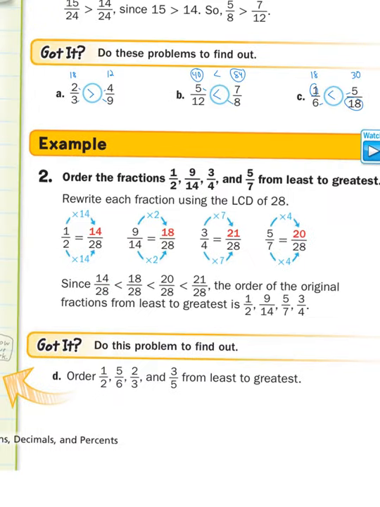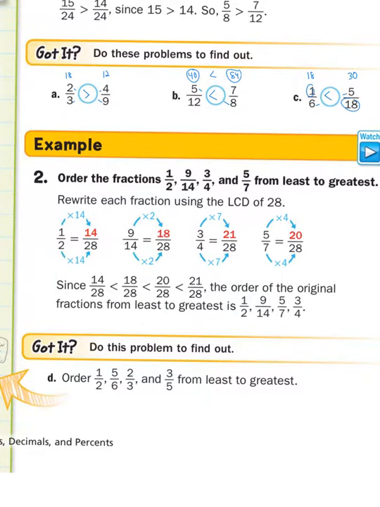But in example 2, when we're ordering several fractions, cross products would be too complicated because it would take a long time. So the way the book shows it is to write each fraction with common denominators. So you can see they change seconds, 14ths, fourths, and sevenths to 28ths. And you can do it that way. If you are good with common denominators, you can do it that way, because I'll sometimes do it that way.